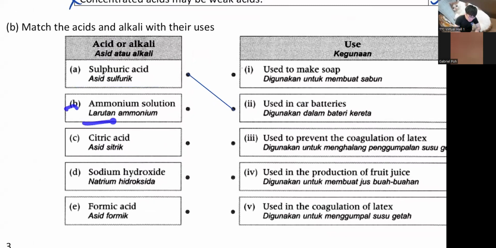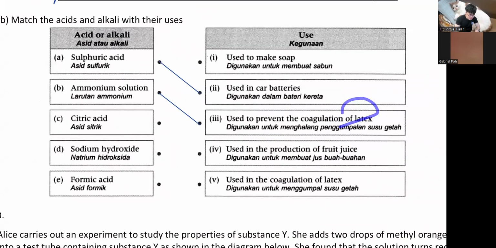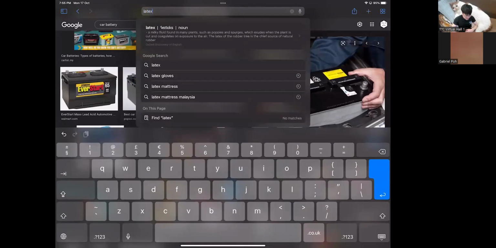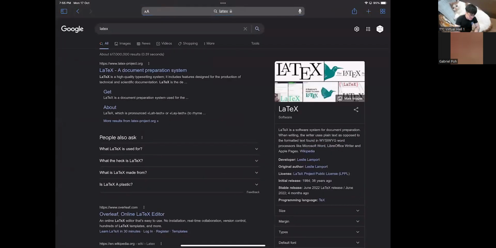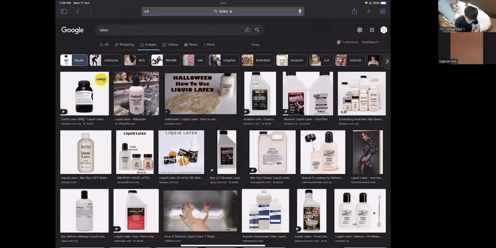Right, so B, ammonium solution. This is used to prevent coagulation of latex. Okay, what does this mean? What is latex? Latex is rubber before they dry. Okay, this is your latex. Liquid latex.